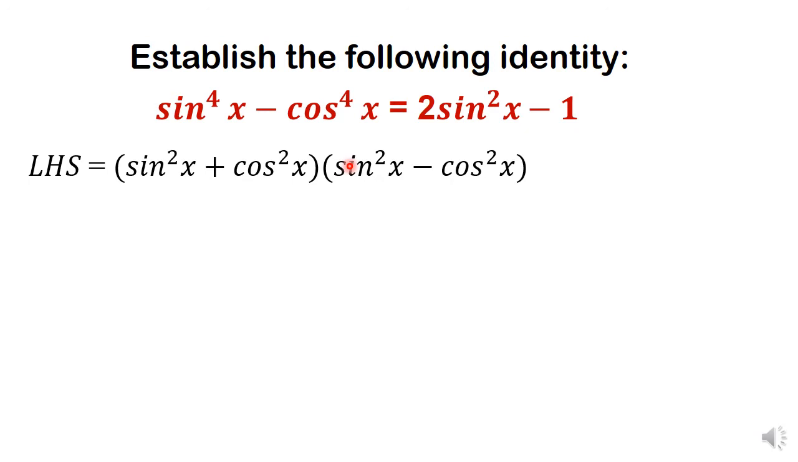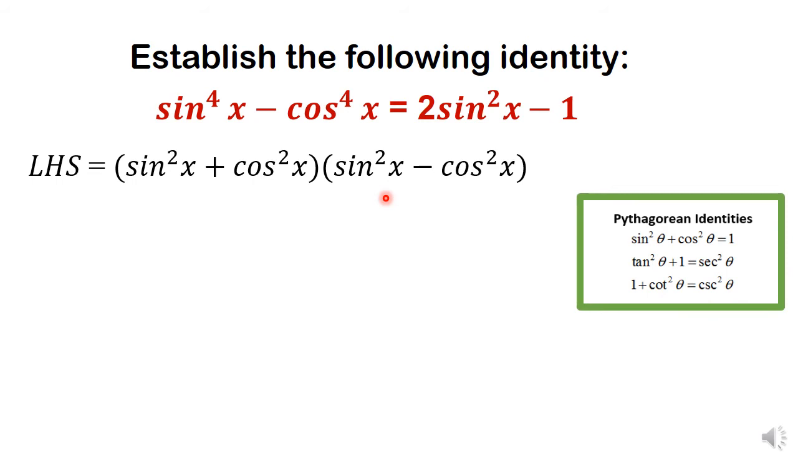Again, notice that for this one, we can make use of the Pythagorean identity. One of the Pythagorean identities that we have is right here. So sine squared plus cosine squared equals 1. So we can readily replace this factor by 1. So kung 1 yun, ibig sabihin na matitira lang sa left-hand side natin is sine squared x minus cosine squared. Ito na lang. Okay? So, sine squared minus cosine squared, ito yung target nating expression.